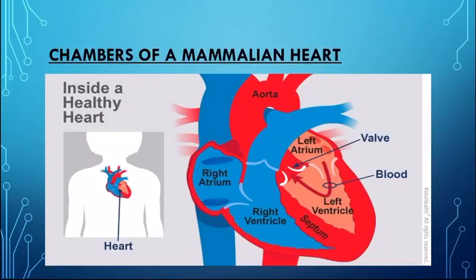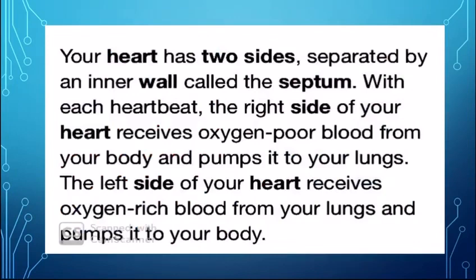In between the right and left side, there is a separating line called the septum that separates the right side, the blue one, from the left side, the red one, so that it can prevent the mixing of oxygenated and deoxygenated blood. So your heart has two sides separated by an inner wall called the septum. With each heartbeat, the right side of your heart receives oxygen-poor blood from your body and pumps it to your lungs. The left side of your heart receives oxygen-rich blood from your lungs and pumps it to your body.